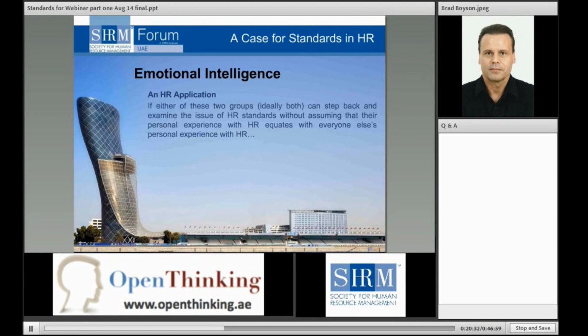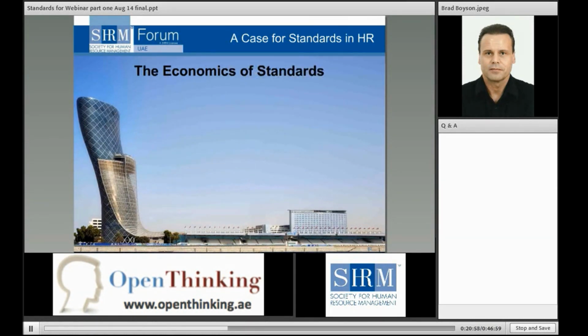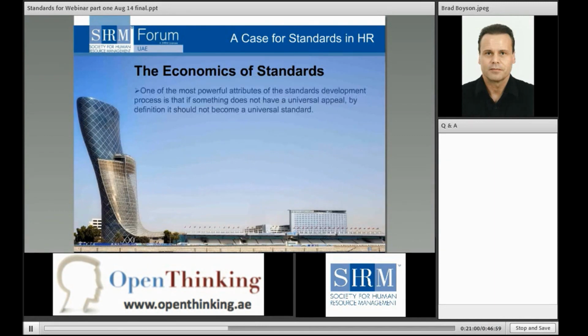If either of these two groups, ideally both, can just step back and examine the issue of HR standards without assuming that their personal experience with HR equates with everyone else's personal experience with HR, and perhaps some of the assumptions we all have about HR are allowed to be questioned, then, maybe just then, there's hope for a more open and constructive debate on the rationale for this project, the project of HR standards.